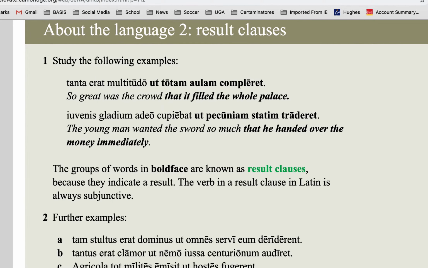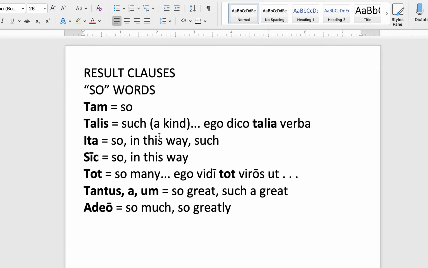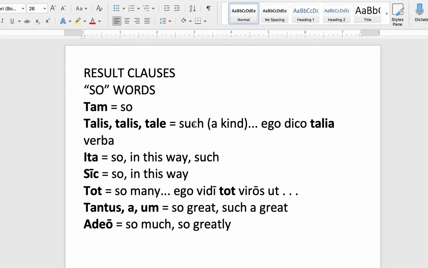So I'm going to give you the so words. So here they are: tam, talis, ita, sic, tot, tantus, -a, -um, the adjective, and then adeo. And they all mean so basically in some way, right? So tam is just the adverb so. Talis is also an adjective, just like tantus is.